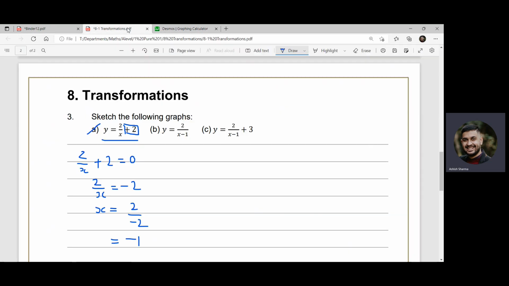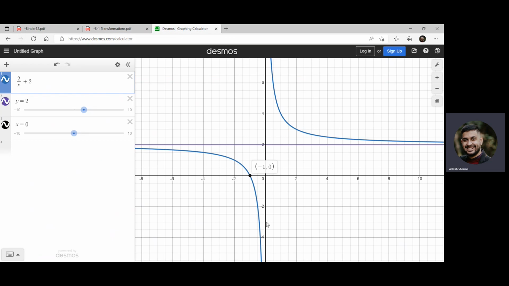So that is now part A all completed. The blue curve 2 over x plus 2, the asymptotes y equals 2 and x equals 0, and the x-intercept coordinate minus 1, 0.